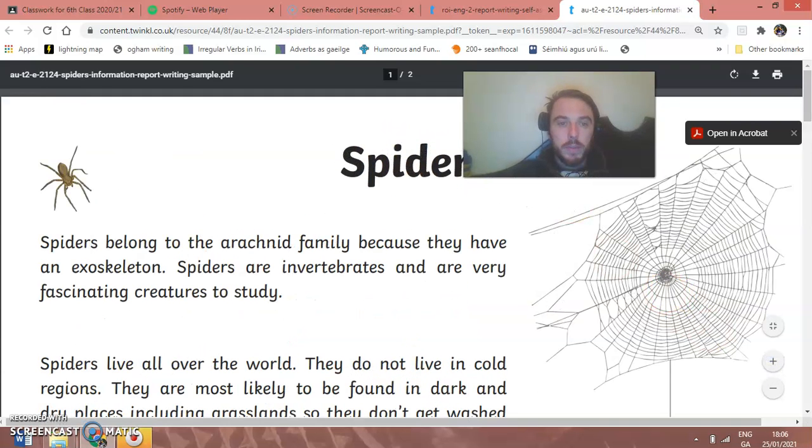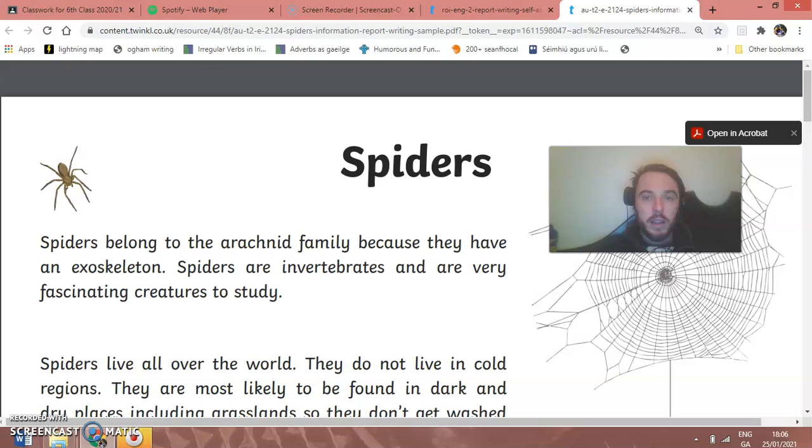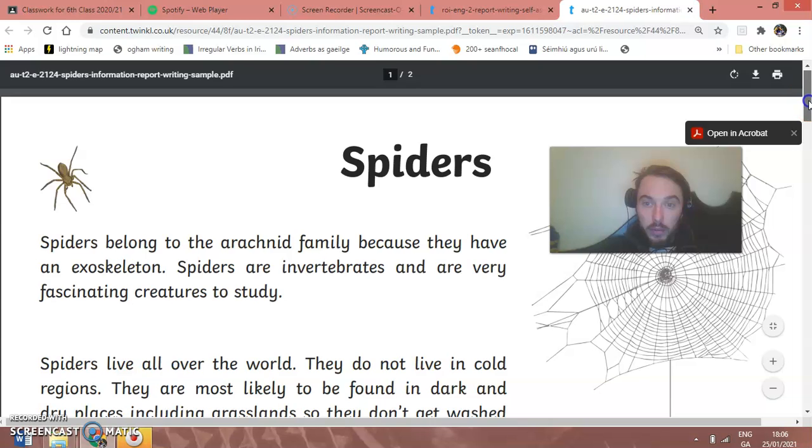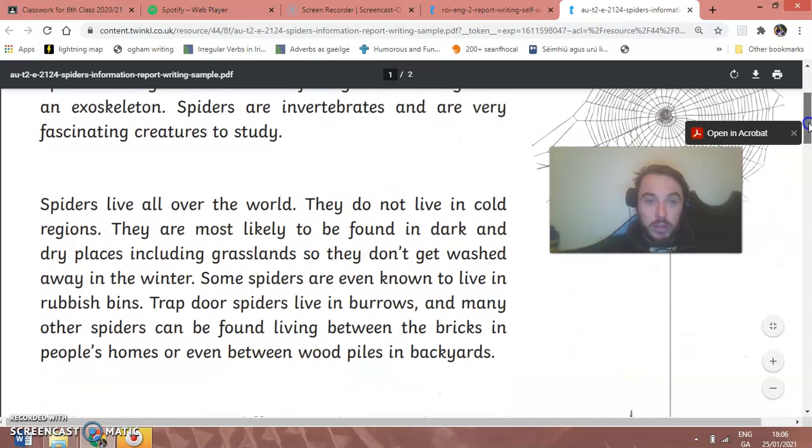So spiders, we have the title, perfect, that's good. Now, spiders belong to the arachnid family because they have an exoskeleton. Spiders are invertebrates and are very fascinating creatures to study. So that's a little introduction. I'm just looking through them. I can already see that they don't have little titles on the paragraphs, but we'll see. That's a good introduction here and a good heading. So they have paragraphs though, which is good.